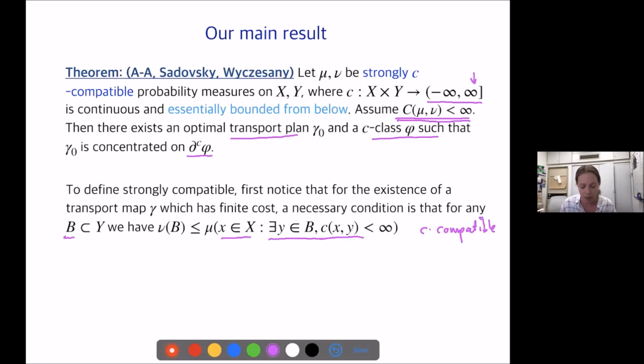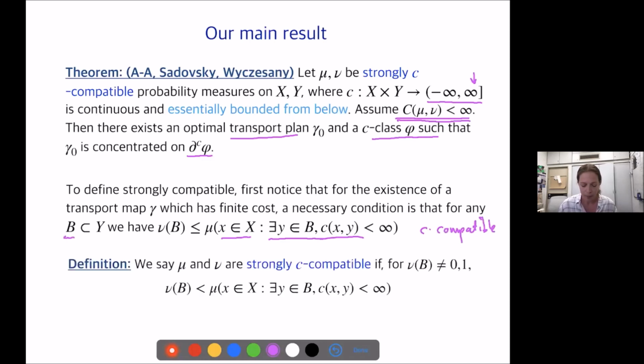Okay, and maybe you can't see it in one second, but this is symmetric between mu and nu. If I change here the roles of mu and nu, then this is the same condition. We can show that. And what do I call strongly c-compatible? It's exactly the same condition, but where the inequality becomes strict. I want not only there to be enough points in x that can be mapped to B, but I need a little bit of space. I mean, there need to be a little bit more points that can be mapped into B than this necessary condition requires. So this is called strongly c-compatible, and this condition has to hold whenever, well, of course, if nu of B is 1, then I can't expect this to happen. So I should assume that nu of B is not 1.